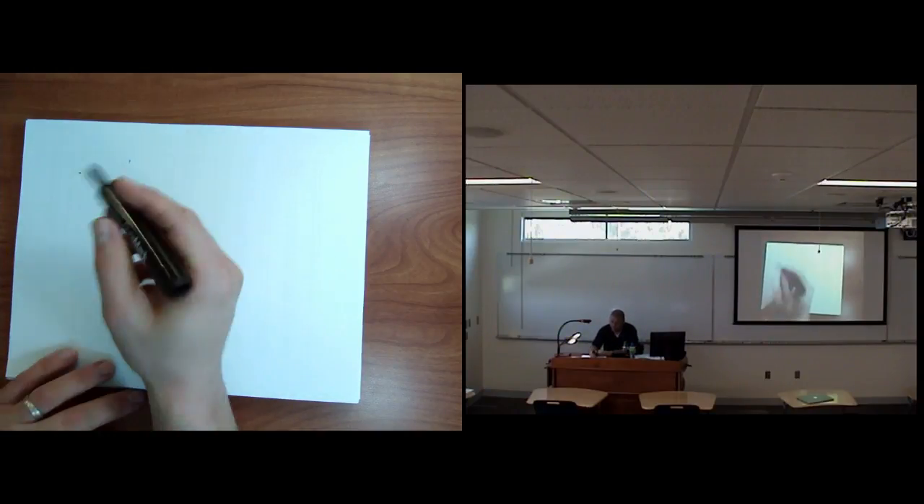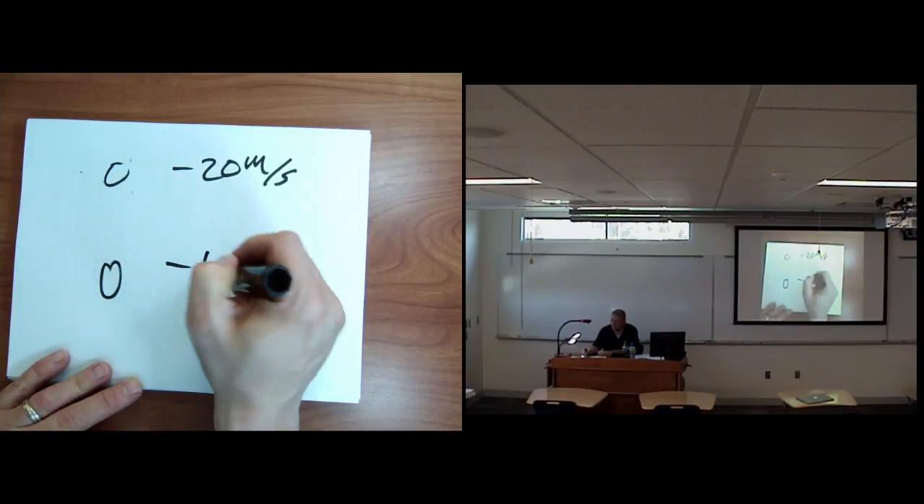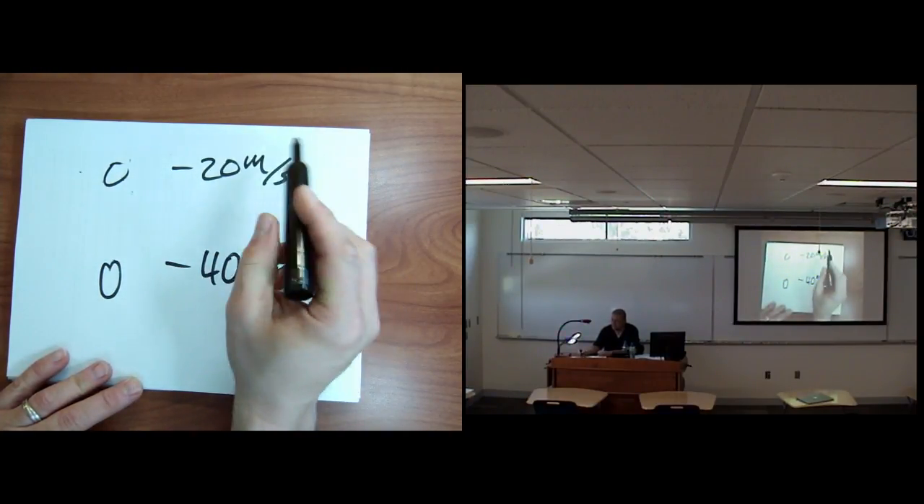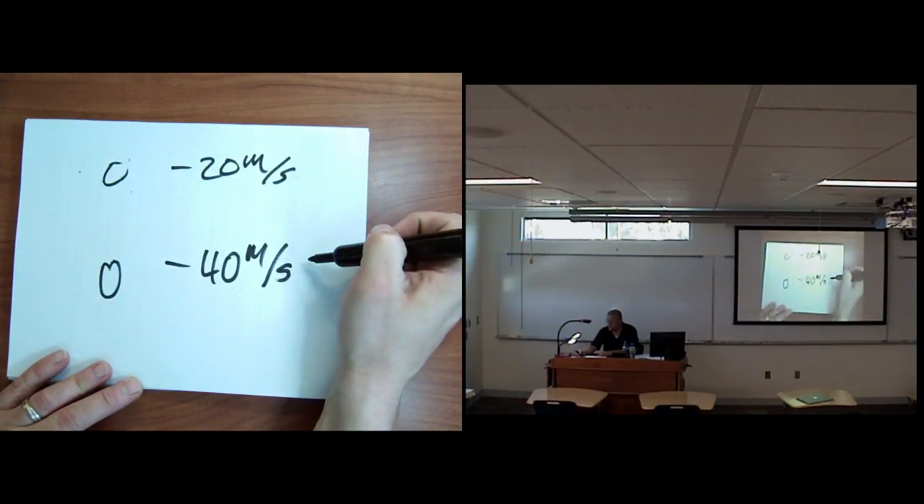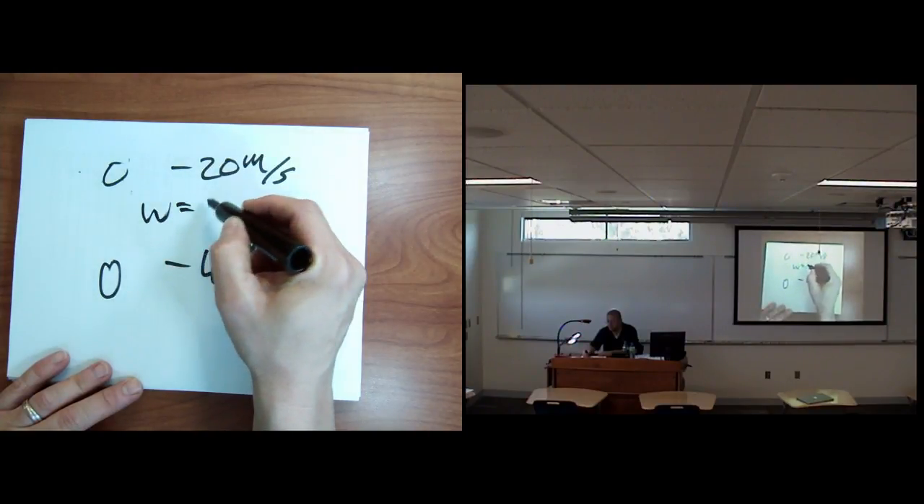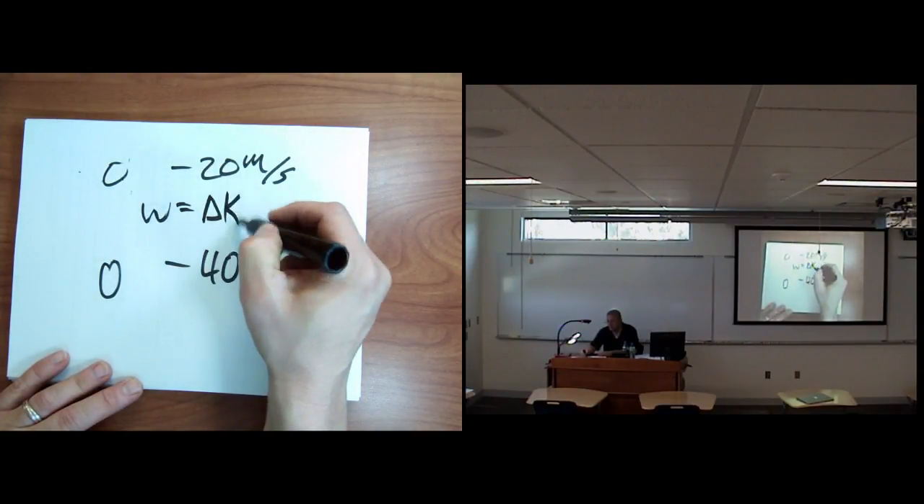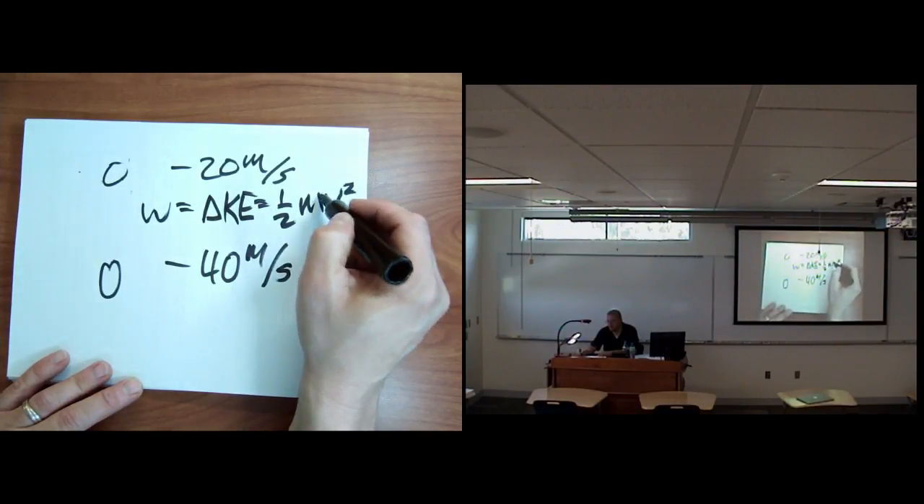What happens if you double the speed of the car? How much more energy do you have to put in? What if you go from 0 to 20 meters per second one time, and the next time you go from 0 to 40 meters per second? How much more energy does it take to double the speed from 0? Remember that work is equal to change in what? Kinetic energy, which is equal to 1/2 m v squared.